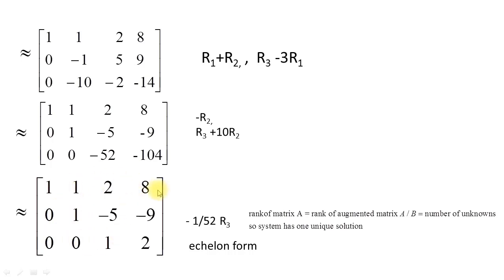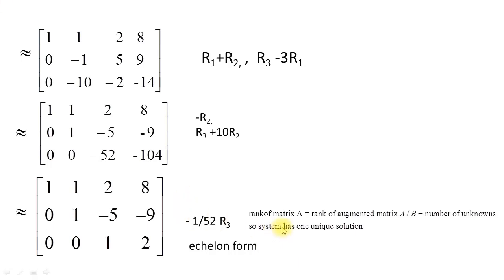And this full matrix is called the augmented matrix, the echelon form of the augmented matrix. So, the echelon form of the augmented matrix also has rank 3: first non-zero row, second non-zero row and third non-zero row. Since the rank of matrix A is equal to the rank of the augmented matrix and is equal to the number of unknowns, the given system has one unique solution.